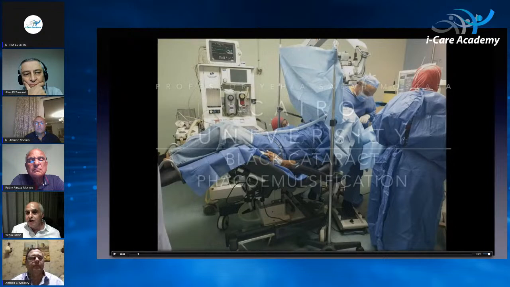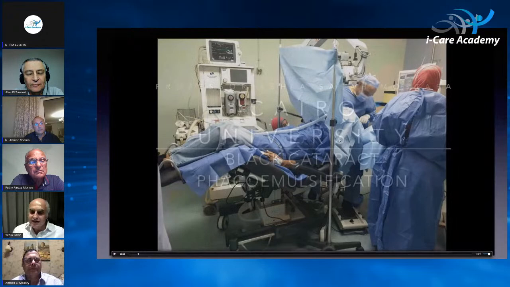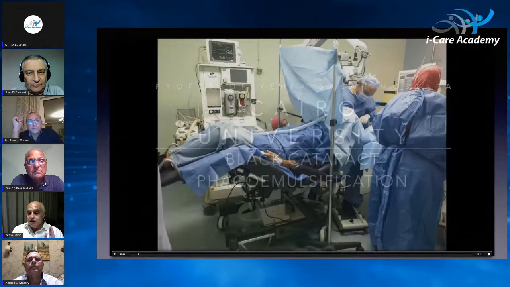So working standing, you will have only one foot to use. And usually we use one foot for the microscope, the other one for the phaco. Here, you have to work standing using the one foot for the phacoemulsification foot switch. And the focus is difficult. Sometimes you can ask the assistant to do the focus for you. As you can see, there is one nurse hiding here. So this is the first challenge.